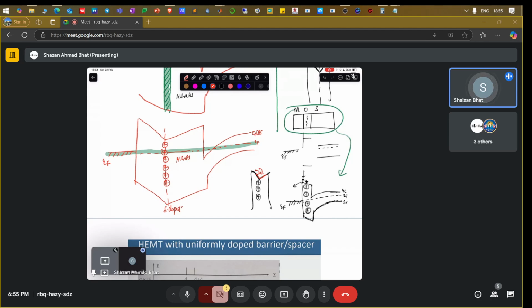It looks like there's a bending in the middle, and then there is a two-dimensional electron gas present at this particular position. That is what we have talked about in the previous slides.